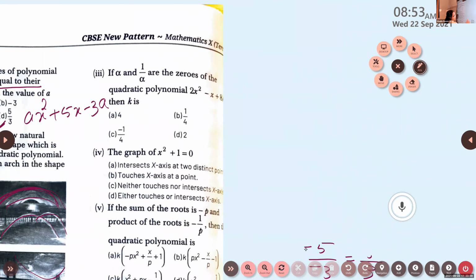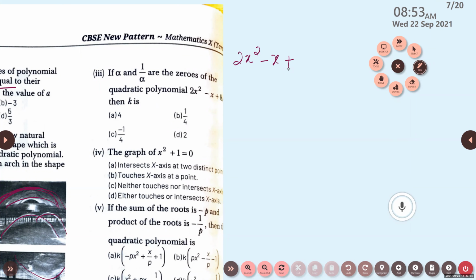I will write the question. If alpha and 1 by alpha are the zeros of the quadratic polynomial 2x square minus x plus 8k, then find the value of k.